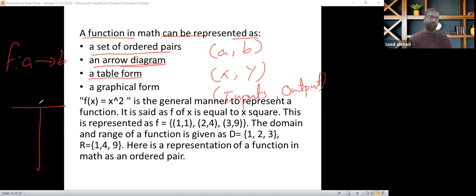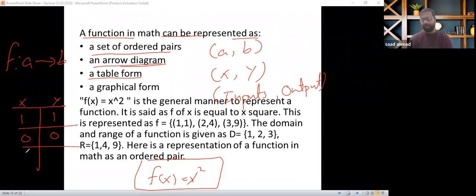Let's say we have the function x squared. The function is f of x equals x squared. This is a general notation that we use for functions. Here, this is x, this is y. So when x is 1, we get y as 1. When x is 0, y is 0. When x is 2, y is 4 because we are doing the squares. When x is 3, y is 9. So we can have the table form.